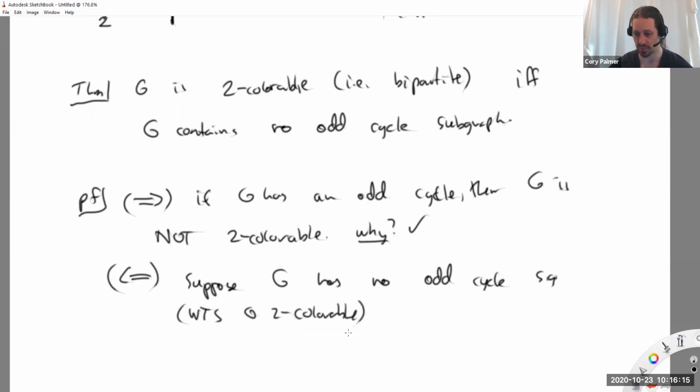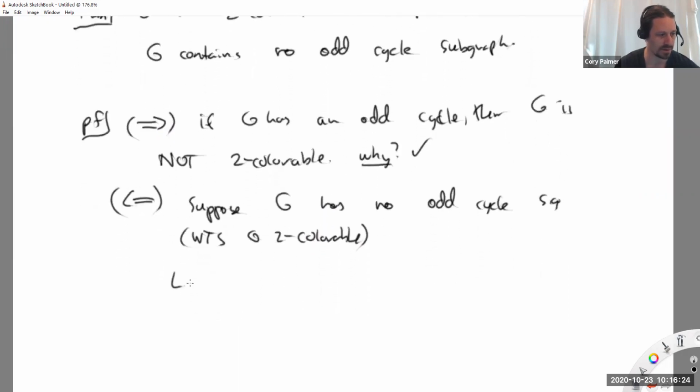And I'll produce the two coloring for you. Okay. So first thing we're gonna observe, and this is another important observation for chromatic number, is it's enough to color the graph component wise. So look at a connected component, color that, and just do it for each of them individually. Coloring one component has no impact on another component, right? There's no edges between components.